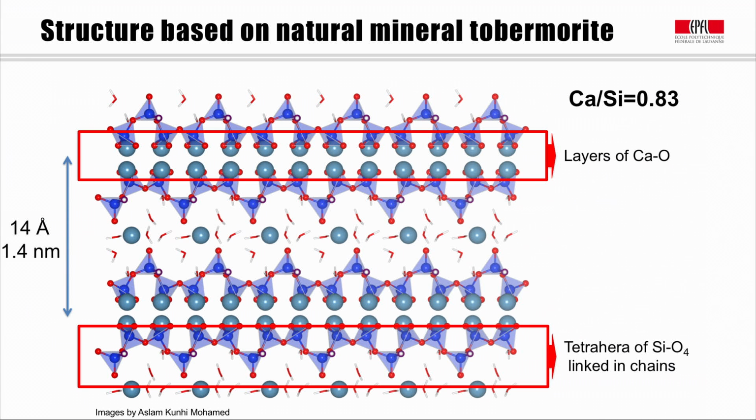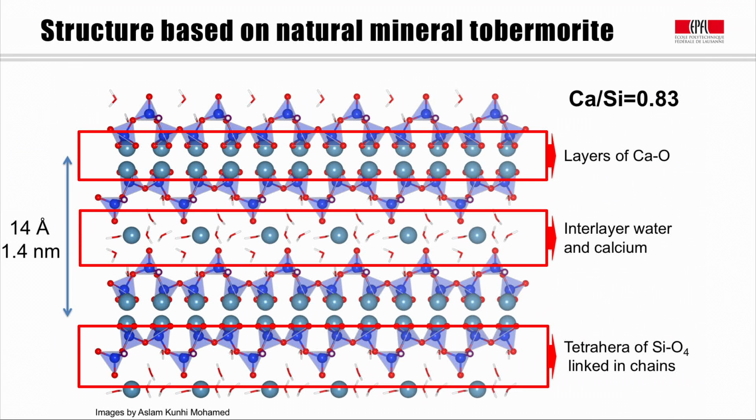That's this region in here, and this region in here contains water molecules and also can contain calcium ions, for example. And in more complex cases, there are other ions, such as alkali ions, which can come into this space. So this is the structure of tobermorite. We know this structure with a very high degree of confidence because we can make single crystals of tobermorite and examine them by X-ray diffraction.